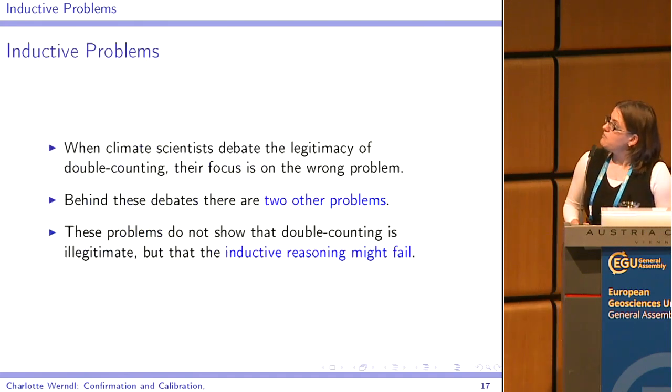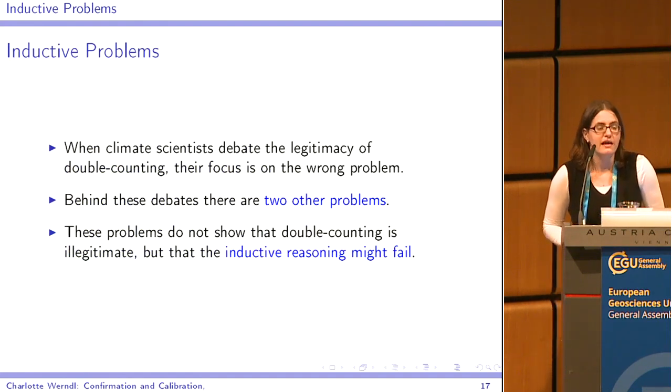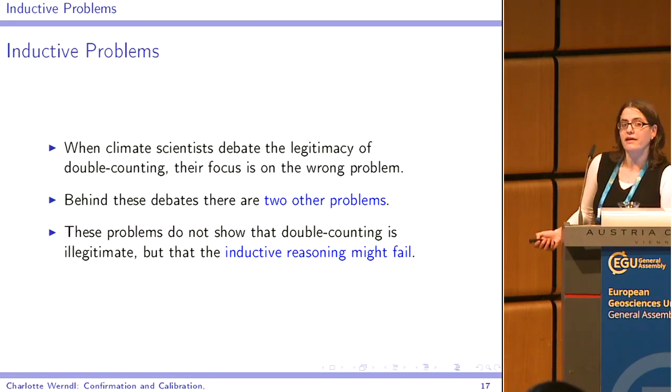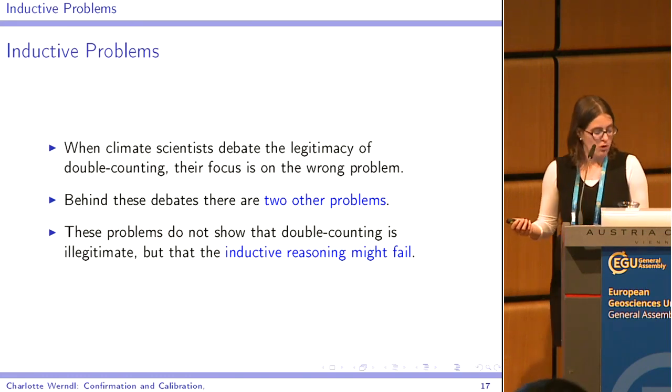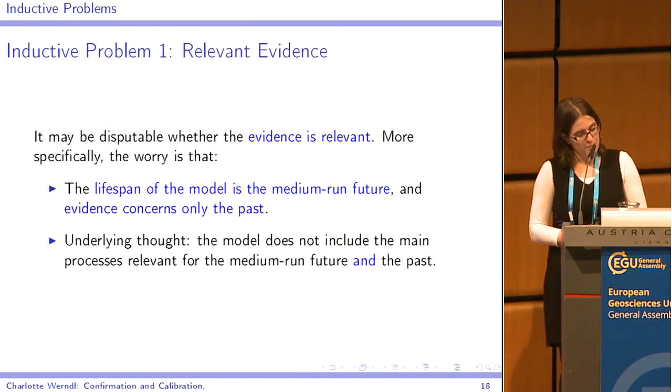So now the inductive problem. This is the slide I should have used before. What I said is that I think there are often two other problems underlying the debate: problems about inductive reasoning, but I think not problems about double counting. So let's go to the first problem.